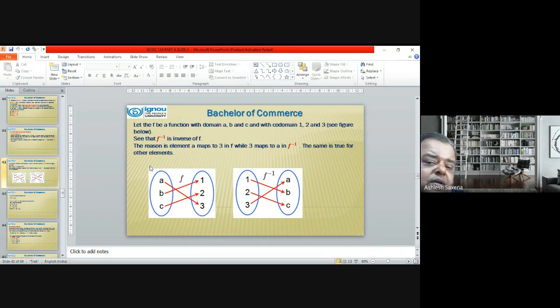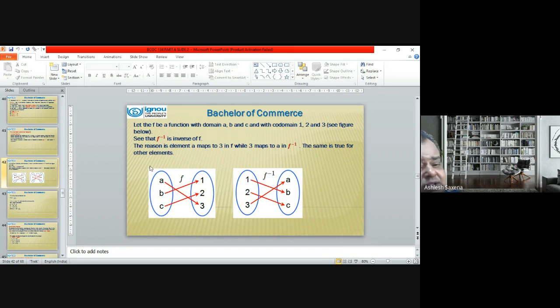Now, this diagram will better help you understand what we are talking about. Let f be a function with domain A, B, C and codomain 1, 2, 3. We have two figures. We have to see that f minus 1 is the inverse of f. The reason is that the element that maps to 3 is f, while 3 maps to A is f minus 1. The same is true for the other elements.